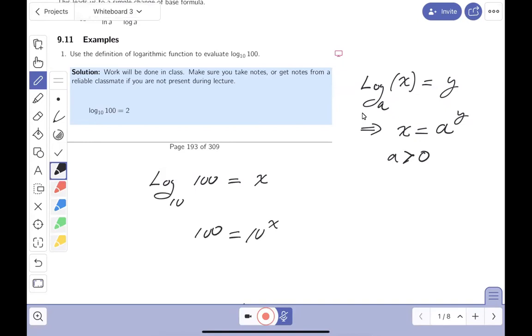Now, what did I do? I took a log problem, which was unfamiliar to me, and I'm writing an exponential problem, which is much more familiar to me. If it's more familiar, I probably have a better chance of doing this one. And what does this look like? Well, x has to be 2 because 10 squared is 100.